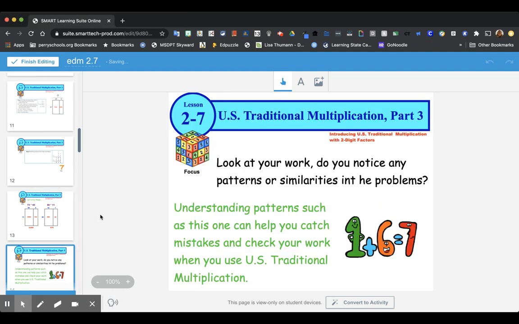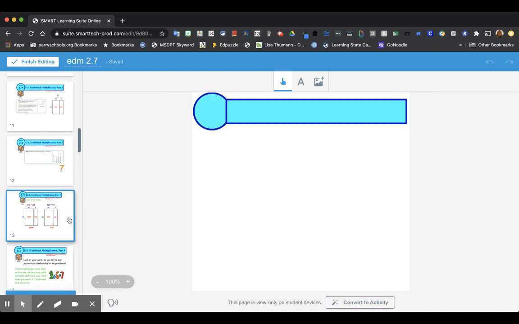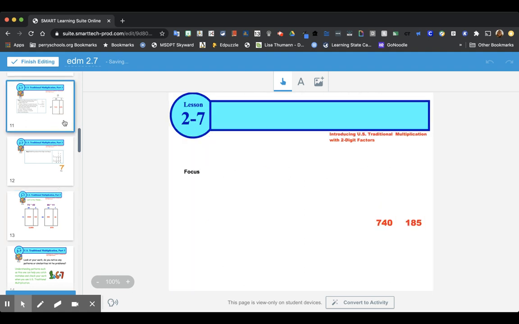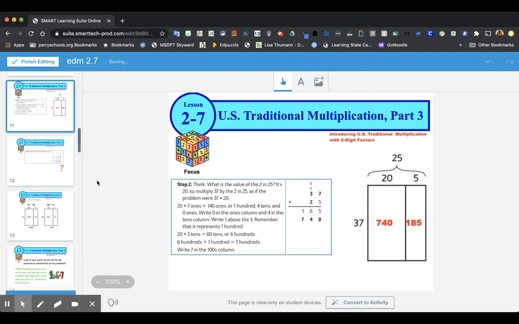So look at your work that you just did. Did you notice any patterns or similarity in the problems? Understanding these patterns can help you catch mistakes and check your work when you are using U.S. traditional. I've talked about previously that it's okay to check your work using lattice. We didn't use lattice today, but we used the area model. It's okay to check your work.